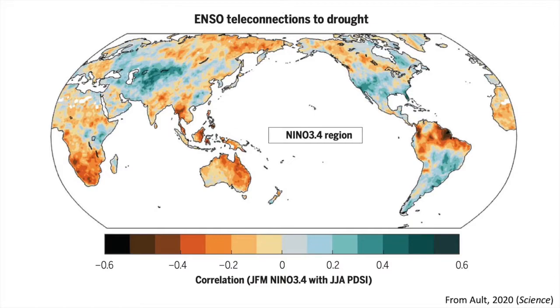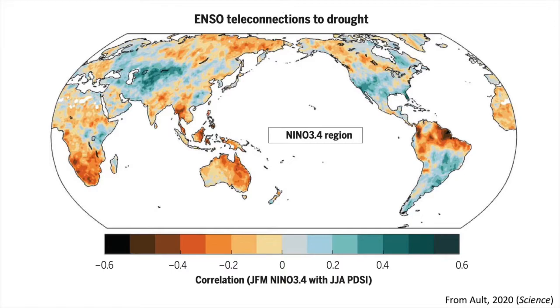And this is from our 2020 science review paper. The Niño 3.4 region, from which I just showed the sea surface temperature average, is right there in the center, the Central Pacific. I've correlated that Niño 3.4 time series with summer, so boreal summer, June, July, August average PDSI, to draw out those effects of El Nino and La Nina on global hydroclimate.